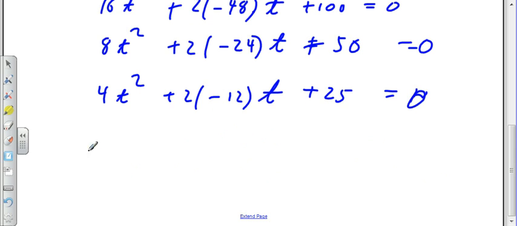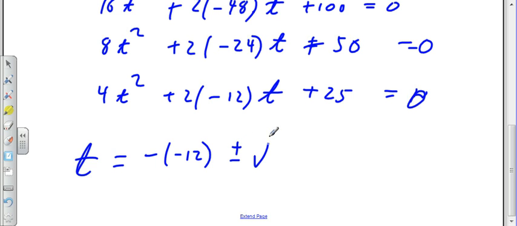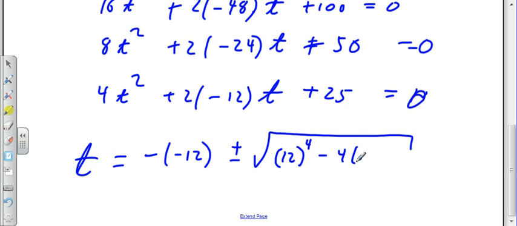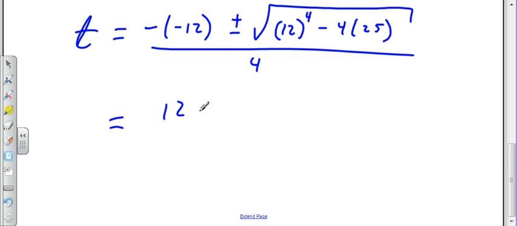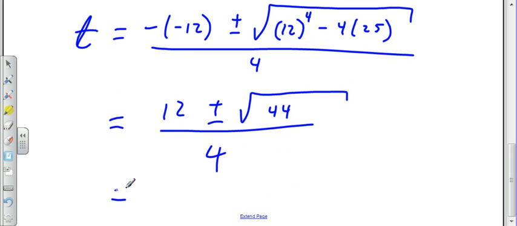All right, now I'm going to use the half quadratic formula and say t is equal to minus 4. Where did that come from? Minus a minus 12. Minus a minus 12 plus or minus the square root of 12 squared minus 4 times 25 divided by 4. All right, so I got 12 plus or minus the square root of 44 divided by 4. I got 3 plus or minus the square root of 11 divided by 2.